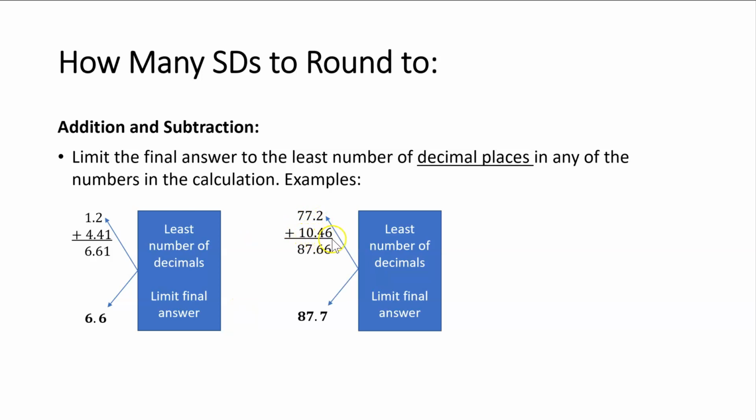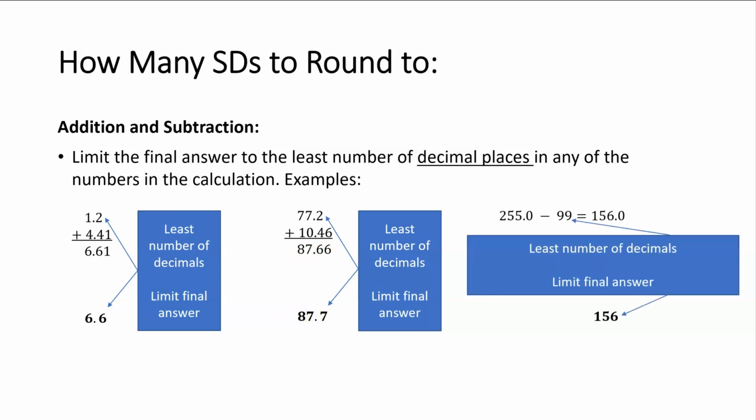77.2 plus 10.46, again, there's 1 decimal place here in this number, 2 decimal places in the bottom number. I will limit my final answer to just 1 decimal place. So I round 87.66 to 87.7. And then looking at this subtraction, we have 1 decimal place for the 255.0, no decimal places for 99. So I would round my final answer to just 156. I wouldn't have any decimal places because 99 doesn't have any decimal places.